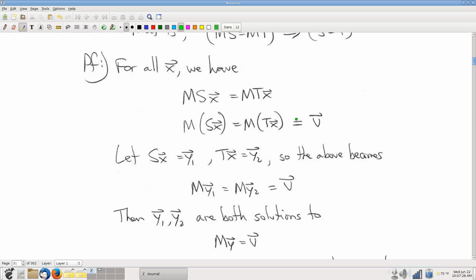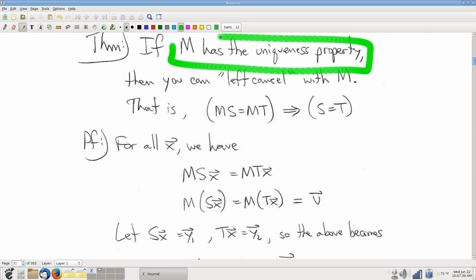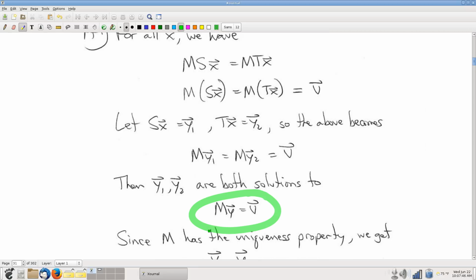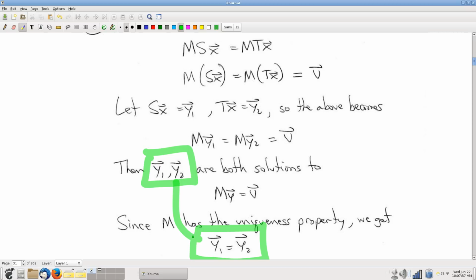So what? How does it help us to know that these two vectors are both solutions to this matrix equation? Well, in particular, I know that M has the uniqueness property. If M has the uniqueness property, that means that when this equation has solutions, it has only one solution. It means that these seemingly two solutions are in fact the same solution. That's where we use the uniqueness property.